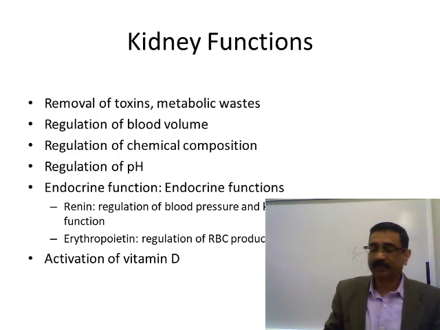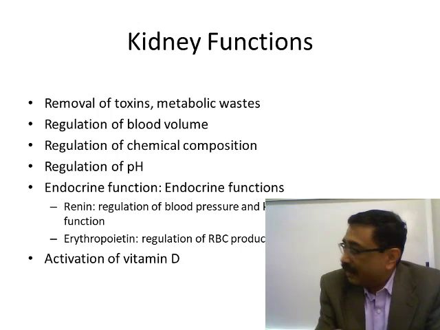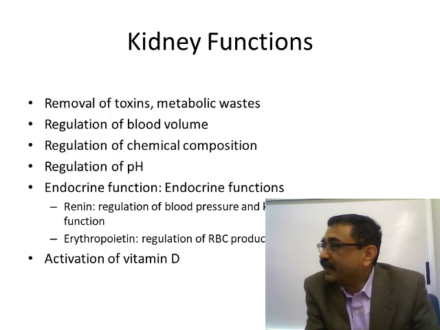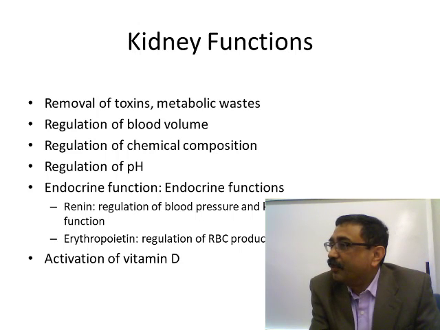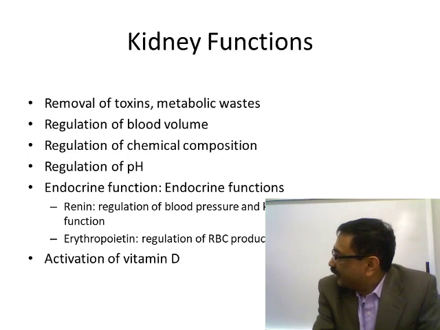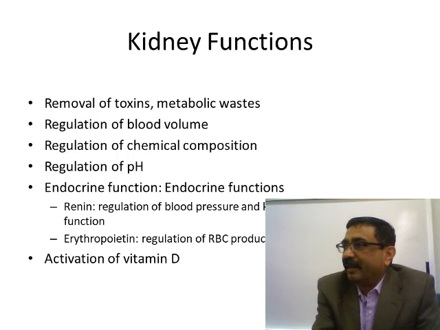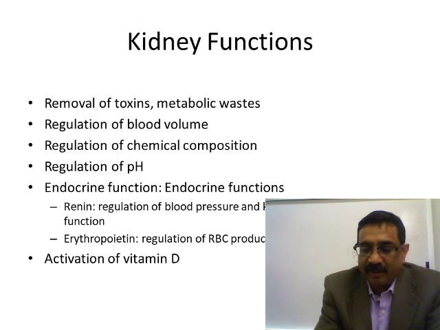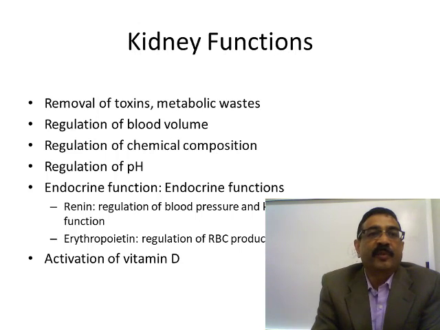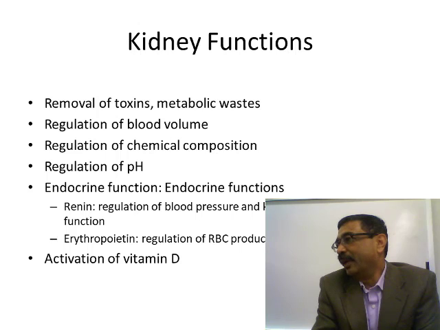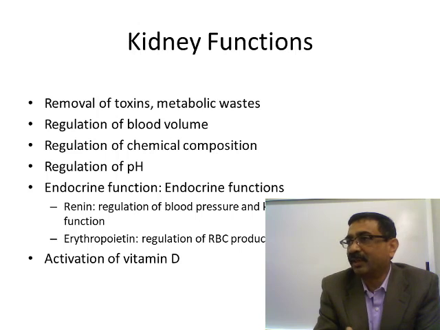Endocrine function. Your kidney produces two important chemicals. One is called the renin. Renin is a chemical which helps to regulate the blood pressure. It works on the blood vessels. We'll talk about that. Just know that renin is produced by the kidneys, and renin regulates the blood pressure.